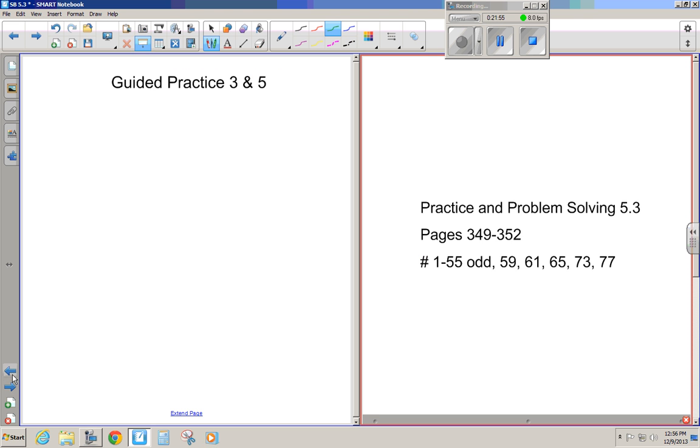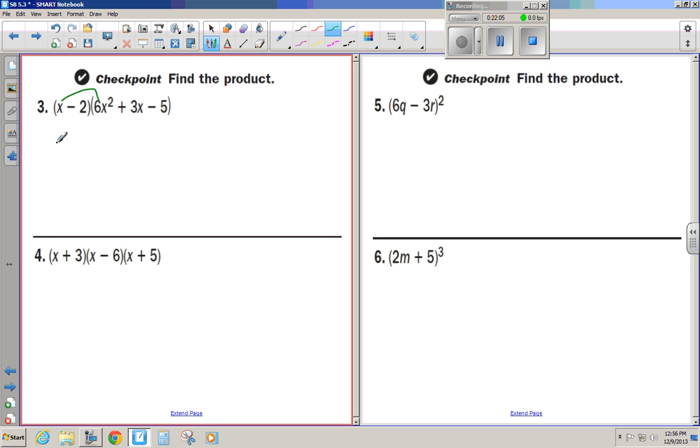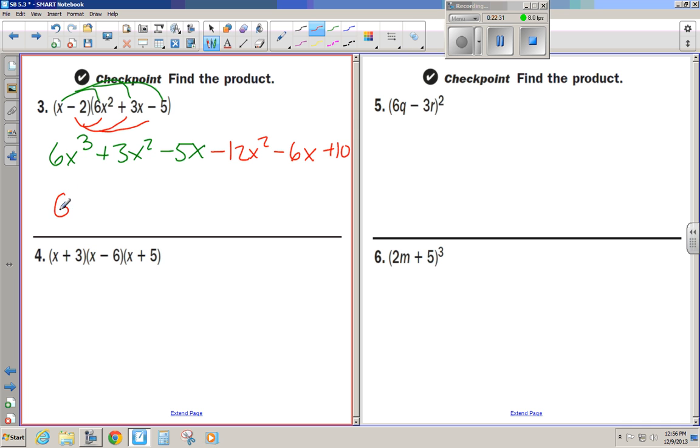All right, so I'm going to do these checkpoints for you and the guided practices you need to do on your own. All right, so multiply. X times 6x squared, 6x cubed. X times 3x, 3x squared. X times 5, minus 5x. Negative 2 times 6x squared is negative 12x squared. Negative 2 times 3x, 6x, plus 10. So, now combine like terms.